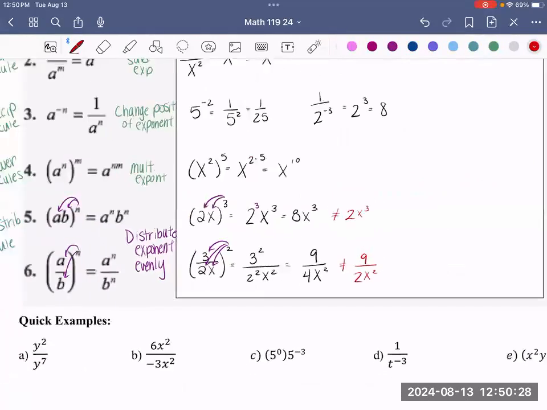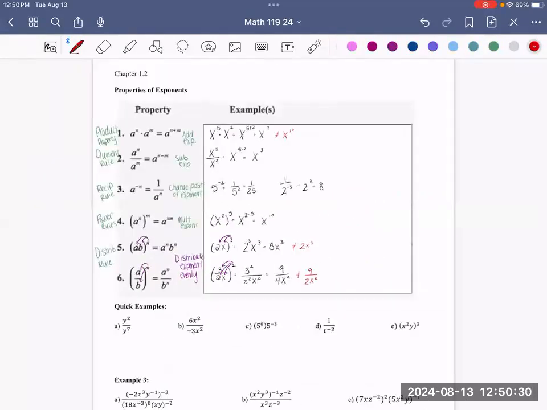Okay, so just be super mindful of what we are doing as far as your properties go. Now, can you take those properties that we have just learned and kind of rehashed, and can you try out these quick examples here below?